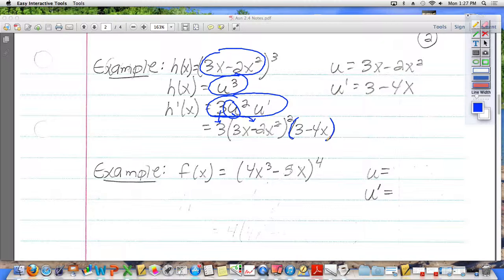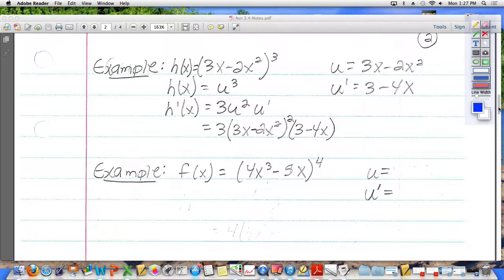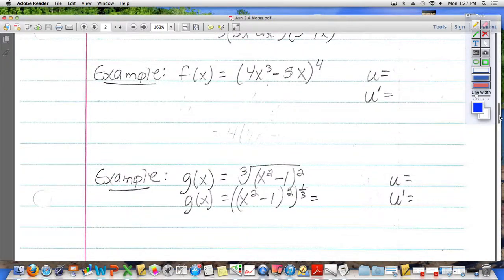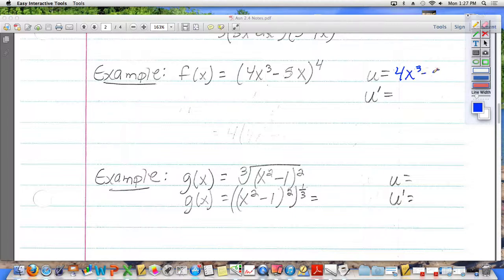Let's try this one together. Notice, I gave you the function, I went over to the side, I said, what's u prime? So let's do it. What is u? It is 4x cubed minus 5x. What is u prime? 12x squared minus 5. Going to need those, may as well go to the side and do them right now.